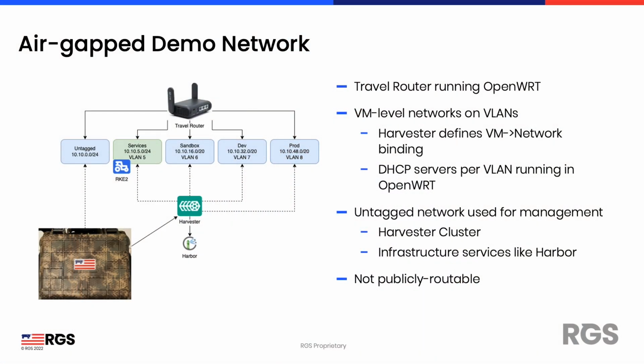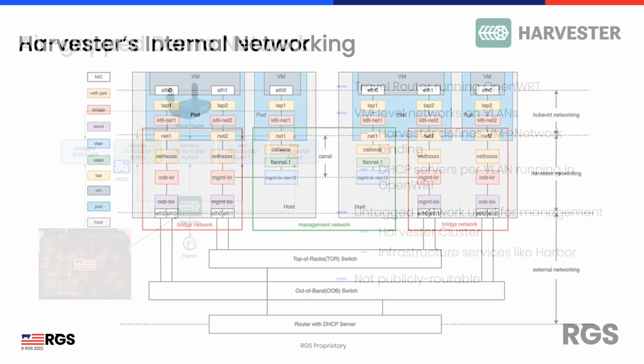So Harvester itself is running on the untagged network. It's just the 10.10.0.0/24 is all it is. But the other 4 networks that are running are variations of the VLANs. So, all right, we're going to move on.